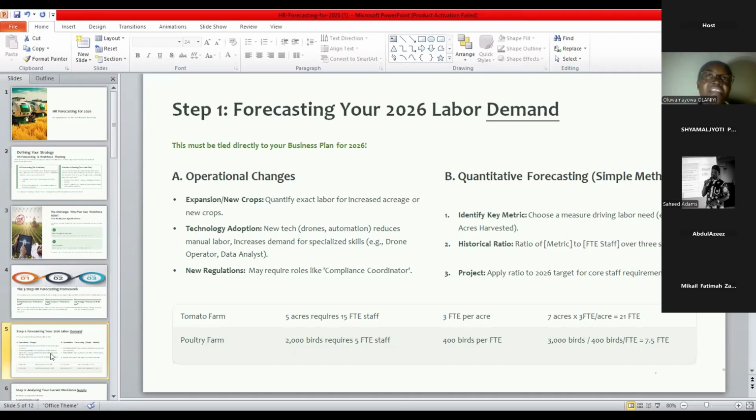Let me say you have been a watermelon farmer, and in 2026 you want to explore tomato, you want to add tomato to it, or you want to add vegetables. This will definitely imply that you need more labor. So you need to add labor to the current staff you have at hand. It could also be technology adoption.